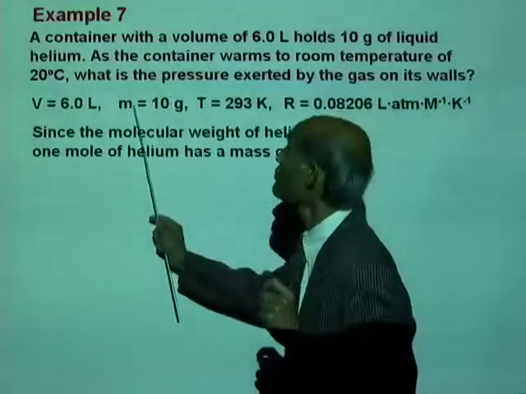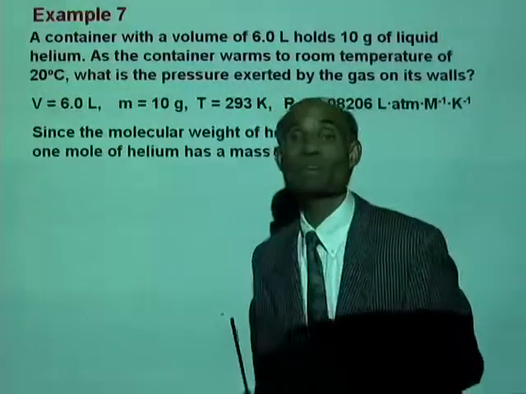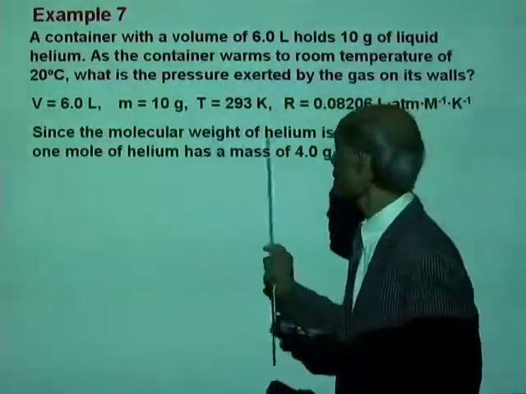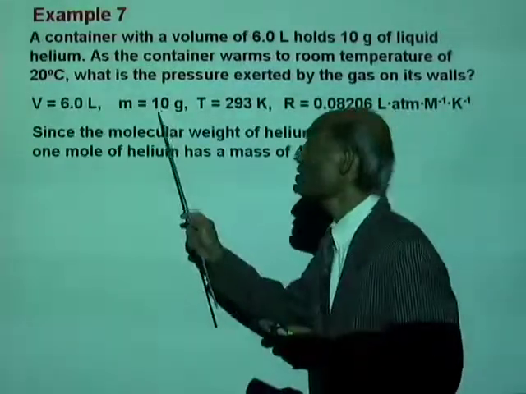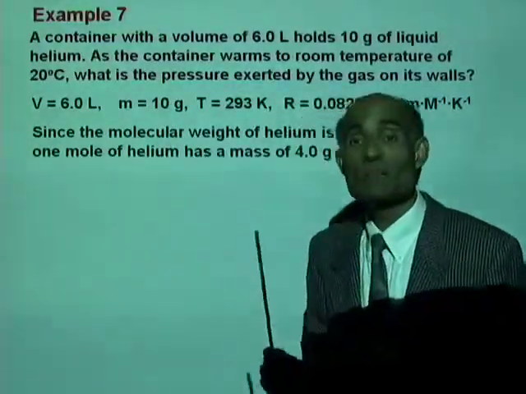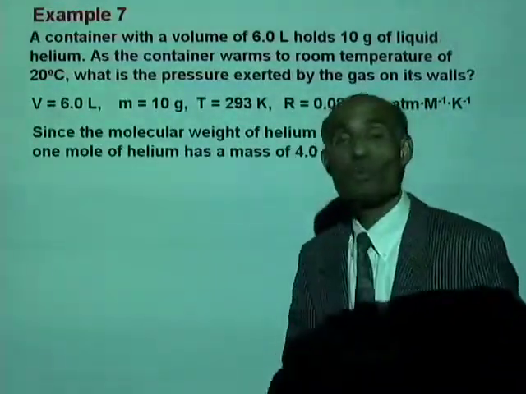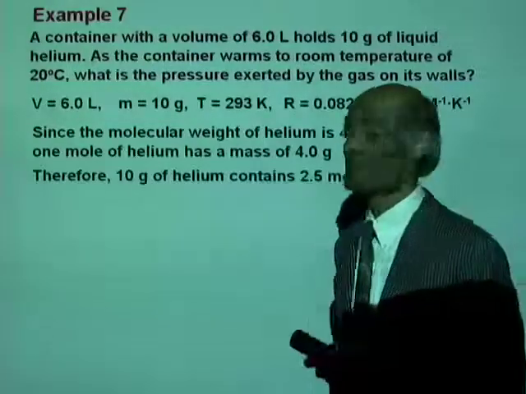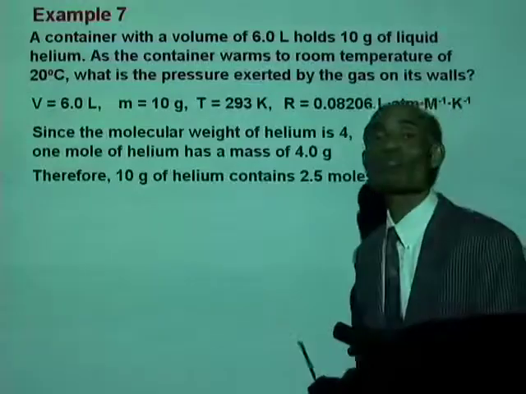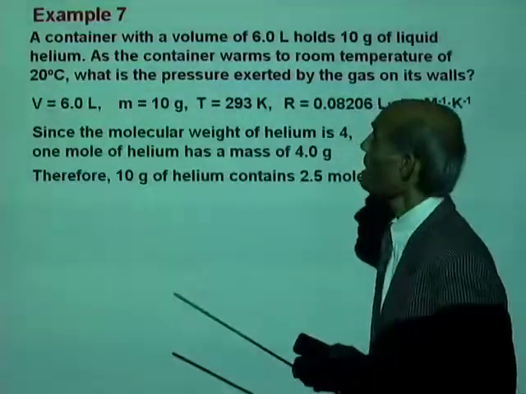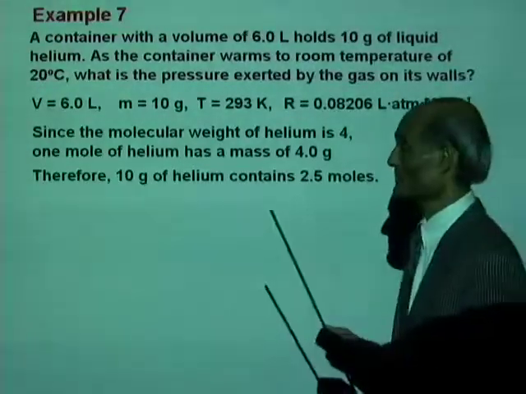And we have 10 grams of helium. How many moles of helium do we have? Each mole of helium has a mass of 4 gram. Therefore, 10 gram of helium contains 10 divided by 4, which is 2.5 moles. So therefore, 10 gram of helium contains 2.5 moles. Okay, so n equals 2.5 moles.